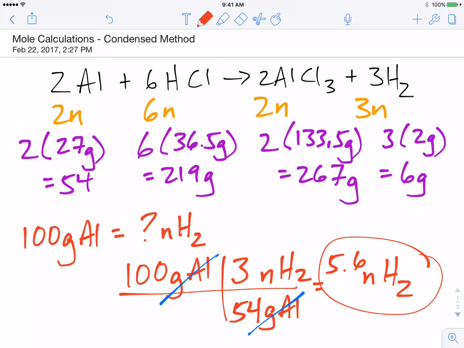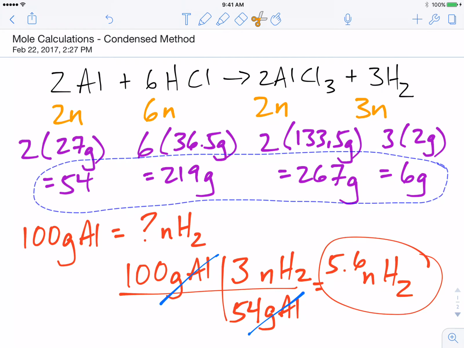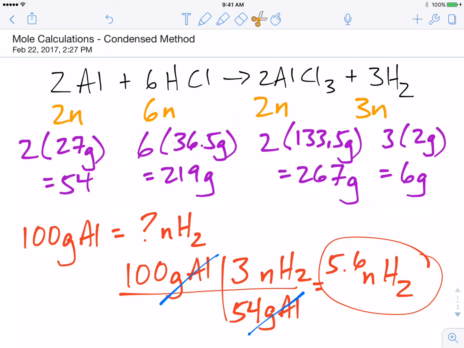So that's kind of how we can arrive at some of these in sort of a condensed way. No matter what problem we have, when we're comparing one chemical to the other, we're going to have to use information from the equation. The big change is what we did here by figuring out how many grams were equivalent to the moles in the calculation. Okay, let's try another one. This time we'll do a gram to gram problem.